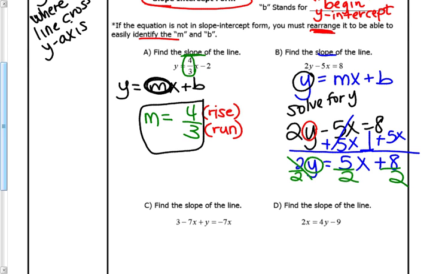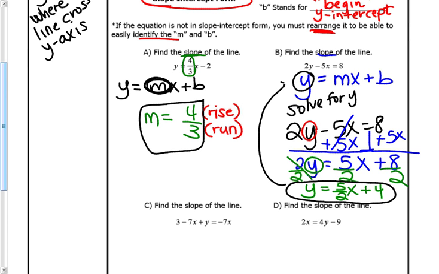So my answer here, well, not answer yet, but my new equation would be y equals, and you want to leave this as a fraction. So 5 over 2, unless you can reduce it or unless it becomes a whole number, x plus, and what is 8 divided by 2? 8 divided by 2 is 4.